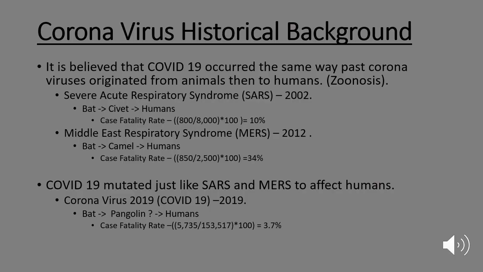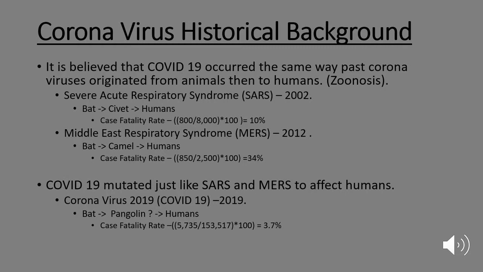Coronavirus historical background. I wanted to give you background about coronaviruses that we have had before. We are not new to coronaviruses, but COVID-19 is new to us. It is believed that COVID-19 occurred the same way past coronaviruses originated, from animals to humans, that zoonosis pathway that we already talked about. SARS, which happened in 2002, is the severe acute respiratory syndrome. It was believed that the virus first occurred on a bat, mutated, then affected a civet, and then that mutated and affected humans.